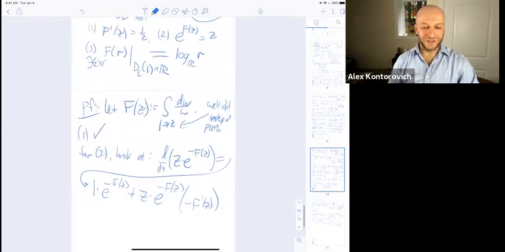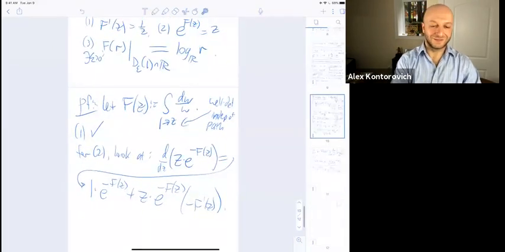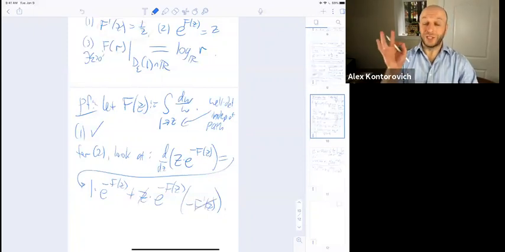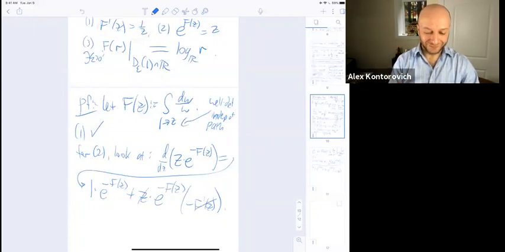F prime is one over z. That cancels that. We're away from z equals 0. 0 is not in the region. And so the derivative is zero.